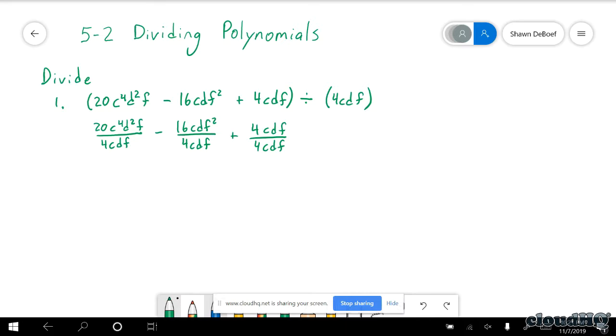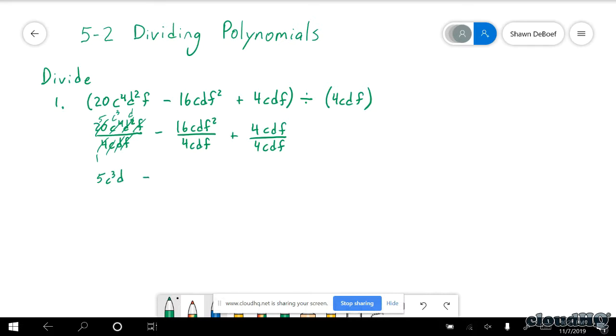On the first fraction, 20 and 4 can simplify to 5 and 1. We can eliminate a c from the denominator, leaving c to the third in the numerator. We can eliminate a d from the denominator, leaving a d in the numerator. And we can eliminate an f from both the numerator and denominator, so there's no f there. So in total, that becomes 5c to the third d.